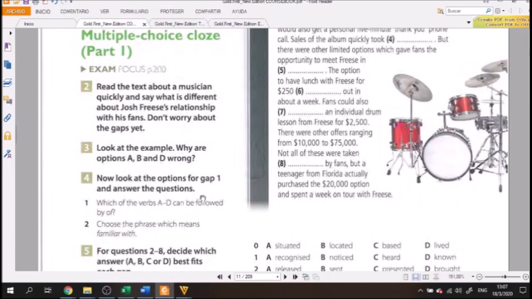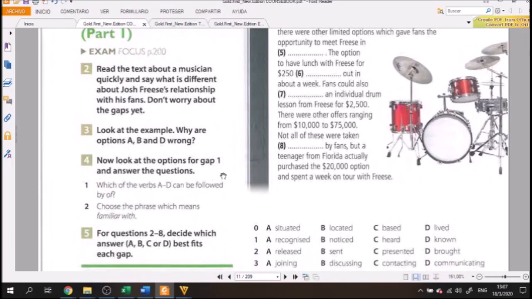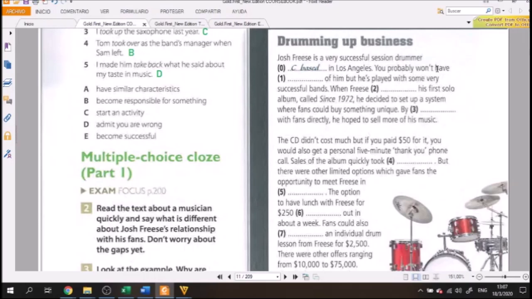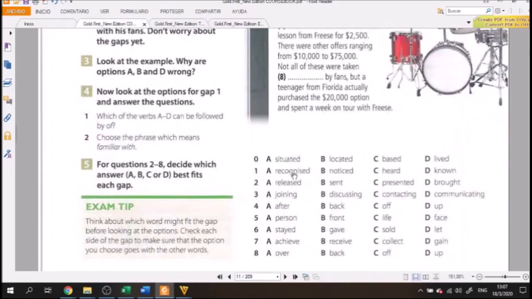Now let's have a look at the options for gap number one. Look at the options for gap one and answer the questions. Which of the verbs A to D can be followed by of? You probably won't have heard of him. Which of these can be followed by of? Only one can be followed by the preposition of. Yes, it's heard. Heard of. Very good. You cannot recognize of. Noticed of. No, no. Heard is the only one that is correct.